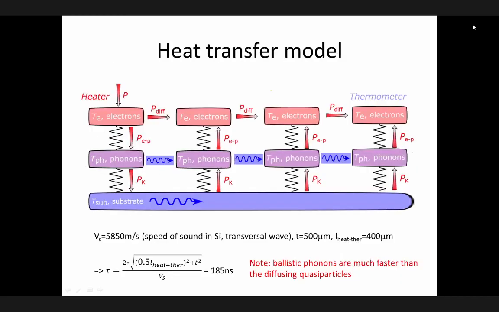The interesting note here is that, quite surprisingly, because this is our acoustic wave, you compare it with the speed of quasi-particles, and you can be faster with phonons. On short distances, because of the Einstein-Smoluchowski law, quasi-particles are faster, because they move with Fermi velocity. But in their diffusive motion, it is actually much slower for them than for ballistic phonons.